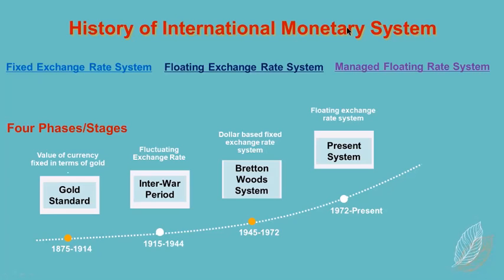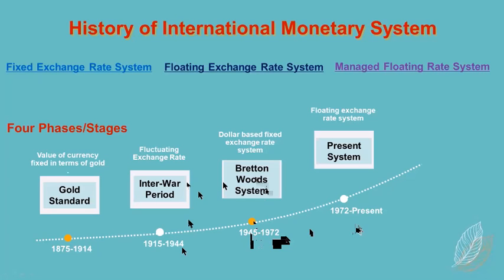See, basically, when we look into the history of the international monetary system, there are four phases. The first phase, I put in chronological order. You can see in this graph. The first phase is the gold standard, from 1875 to 1940. Then we have the interwar period, from 1915 to 1944. And then the Bretton Woods system, which is very popular, came into existence. That was from 1945 to 1972. And then the current system, which has evolved over the years, started from 1972.